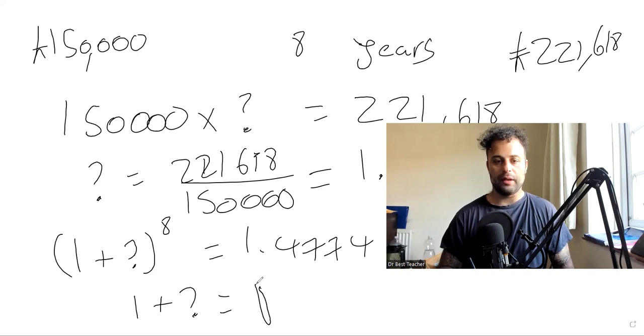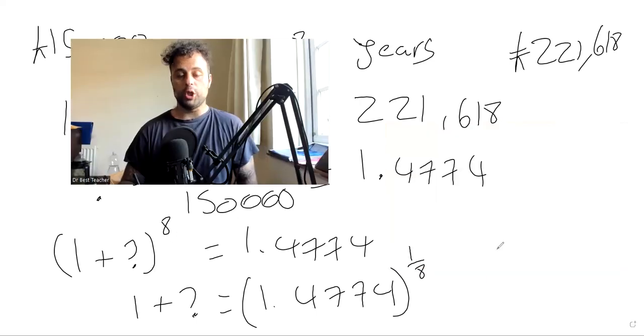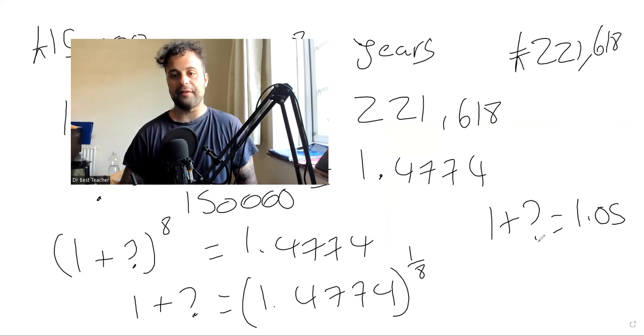So the question is, how do I get this 1 plus that specific question mark? Well, what you could do is write it like this, 1.4774 to the power of, you reverse it. So instead of the power of 8, you do 1 over 8, and you get rid of that 8 by that. Now, what you should get is an answer of roughly 1 plus that question mark is 1.05. So I know that question mark is 0.05. And as a percentage, what is that? So that is going to be 0.05 times by 100, which is 5%.